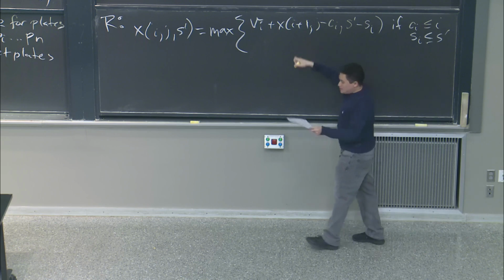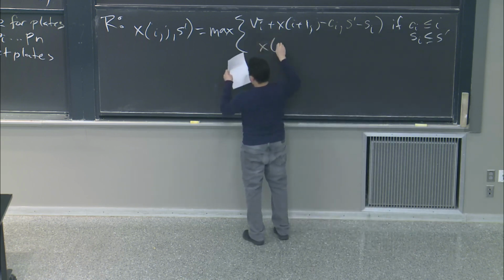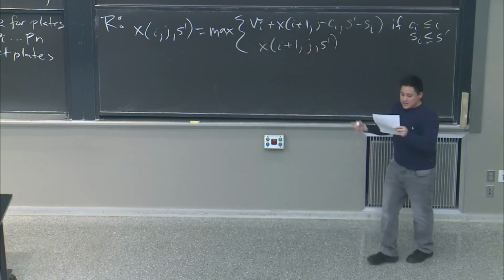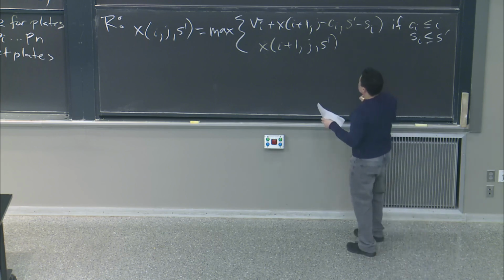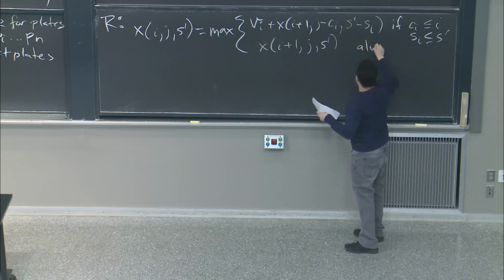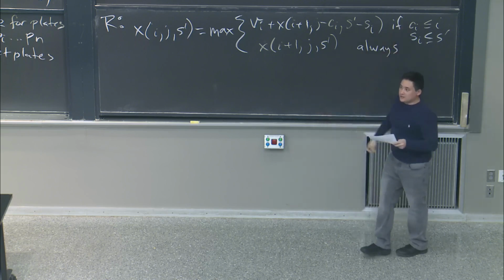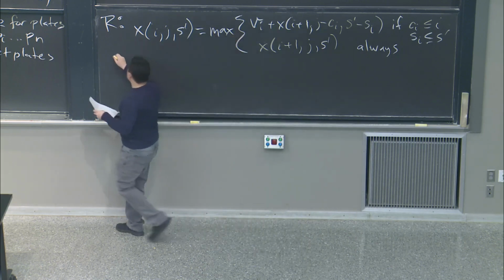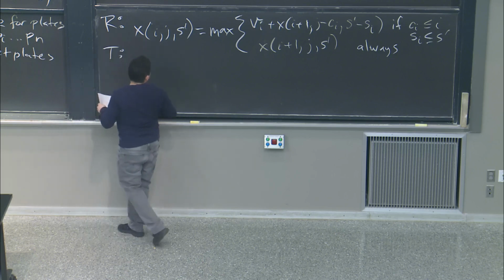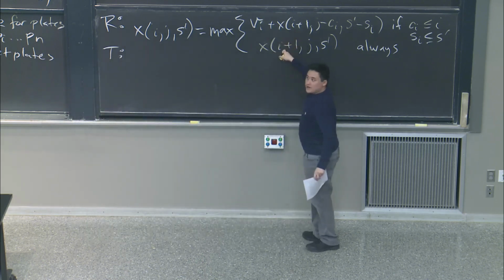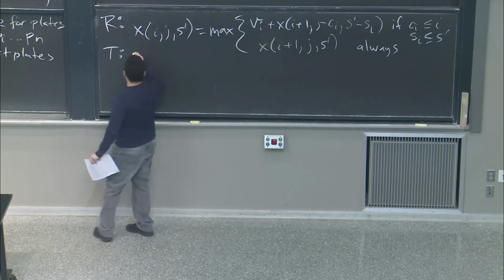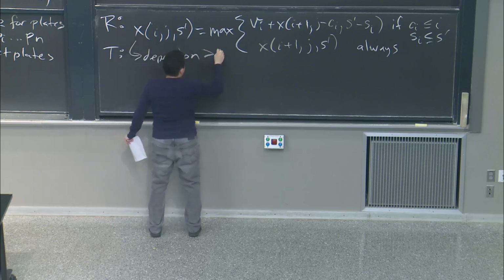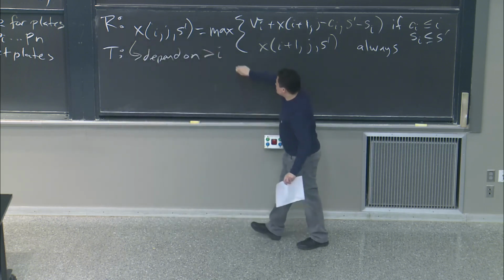Otherwise, I don't eat the plate, and that's the easy case, because I just go to i plus 1, j, S prime. These things didn't change. I just have one fewer thing left. So I'm maximizing over these things. This one's an always. It's not an if, right? So I just have two choices. I'm maximizing over them. Topological sort order. Here I'm always recursing on a thing with larger i, so it depends on larger i. So acyclic, happy, okay?